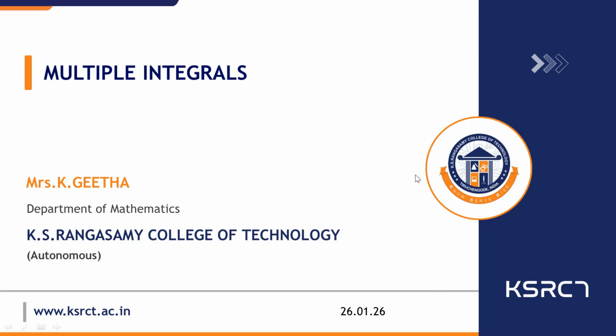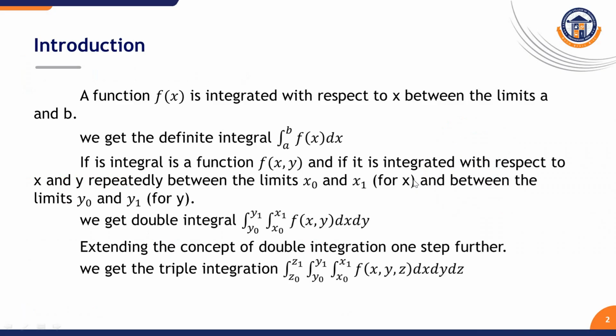Today we have to discuss the topic multiple integrals. Introduction. A function f of x is integrated with respect to x between the limits a and b. We get the definite integral, integral a to b f of x dx. That means the function f of x is integrated with respect to x, where x varies from a to b. The lower limit is a and the upper limit is b.